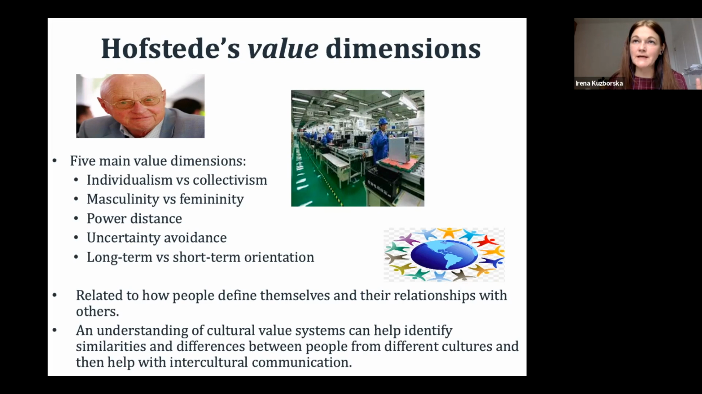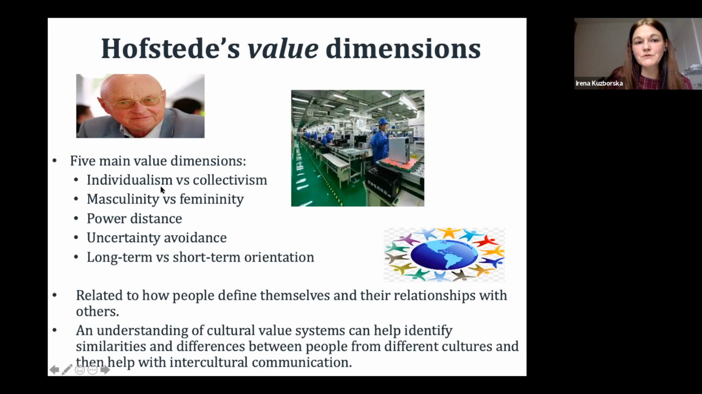He did this research in 1967 to 1973, so he really got a lot of data. He got employees from over 70 countries, and he identified these 5 main value dimensions that really differentiate cultures. He said it's important to understand which values we identify with, because this understanding can help us understand why we behave in a certain way, and helps our communication in different spheres of life.